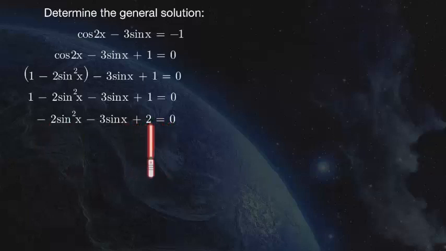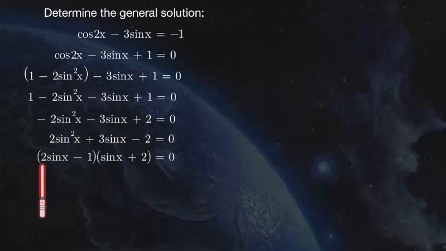Now this is a trinomial, but I still cannot factorize it because there's a minus in front of this term with the square. So we're going to multiply with the minus all the way through, and we have 2 sine squared x plus 3 sine x minus 2 equals 0. Now we can factorize this trinomial. And again, this lesson is not about the factorization, but here's the answer. So we end up with this bracket, 2 sine x minus 1, and in the other bracket we've got sine x plus 2, and that is equal to 0.